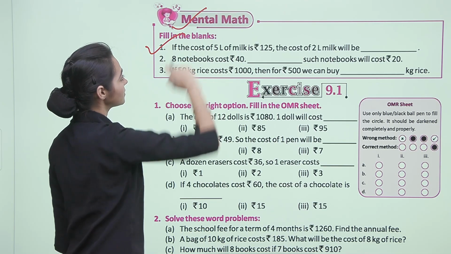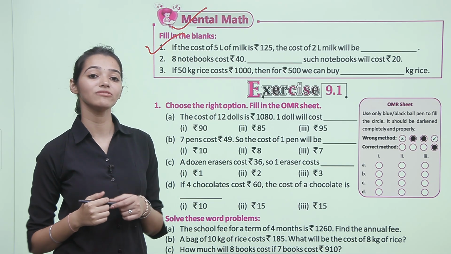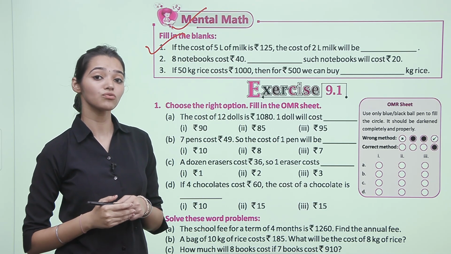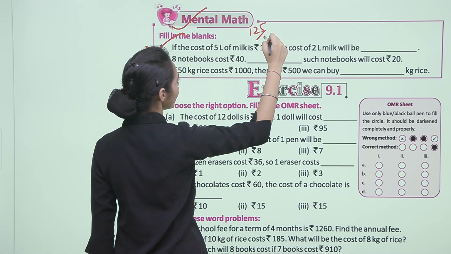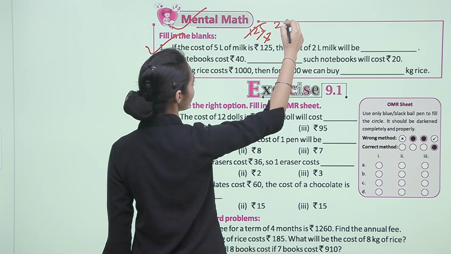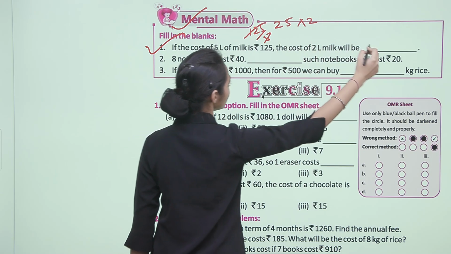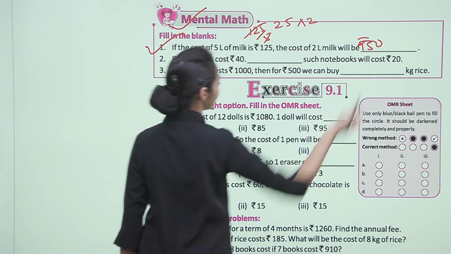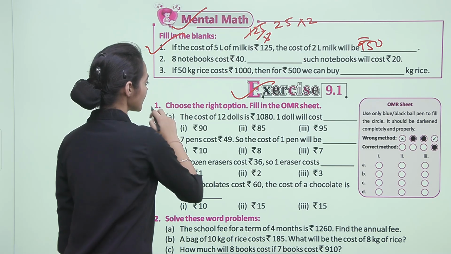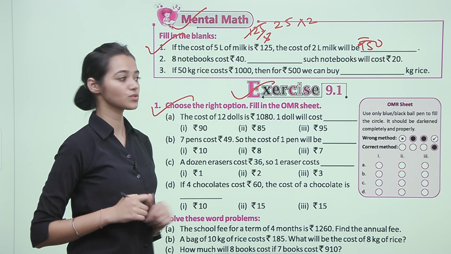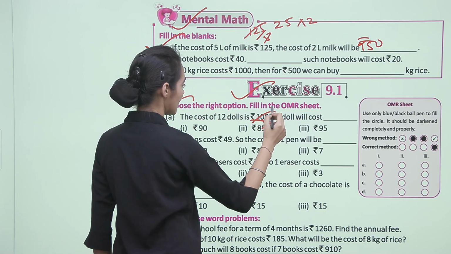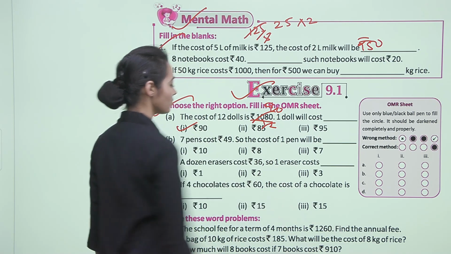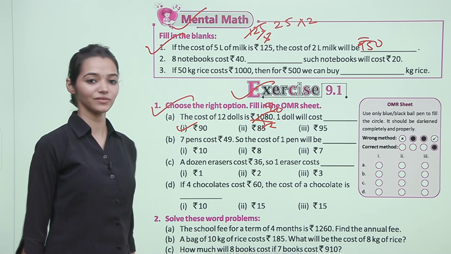Now let's look at mental math. We have to fill in the blanks. The cost of 5 liters of milk is 125. Cost of 2 liters of milk is, for this we will divide 125 by 5. 5 2s are 10, 5 5s are 25, so 25 multiplied by 2 is 50 rupees. In the next one, exercise 9.1, the cost of 12 dolls is this. 1 doll will cost, so we will divide it by 12 and that is 90 rupees. First part is the correct answer. That's how we can solve the remaining part.